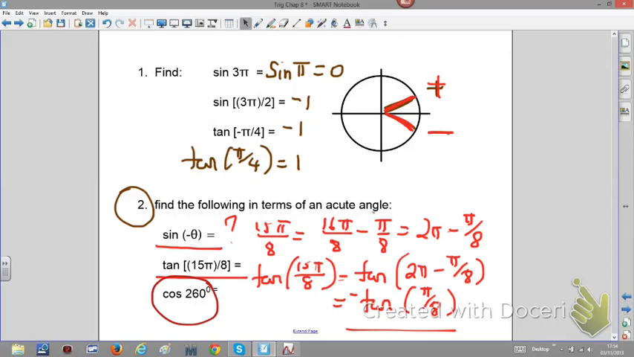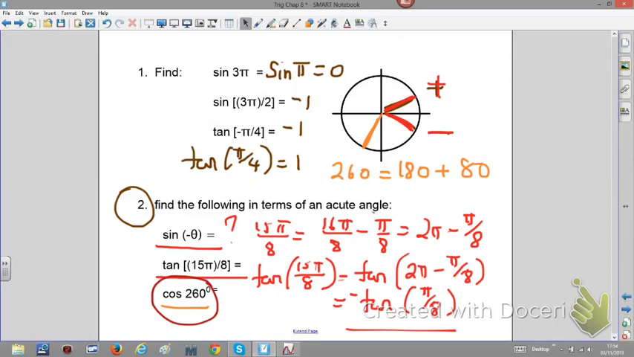Now let's have a look at the next example, which is cos 260. And let's do that in a different colour. So 260 must be somewhere around here in the third quadrant. And that means that the cos value is negative because it's the x coordinate. And we know that 260 is equal to 180 plus 80. So let's write that down.